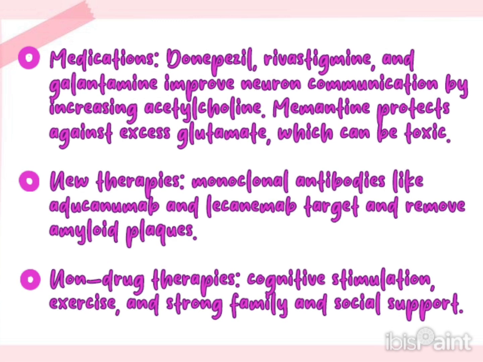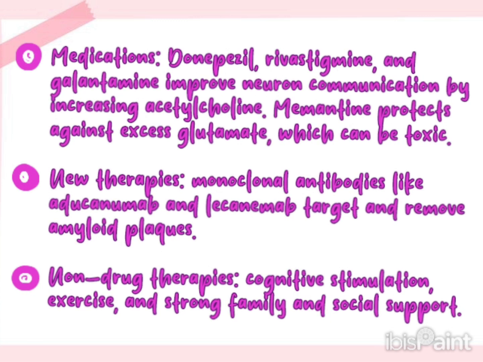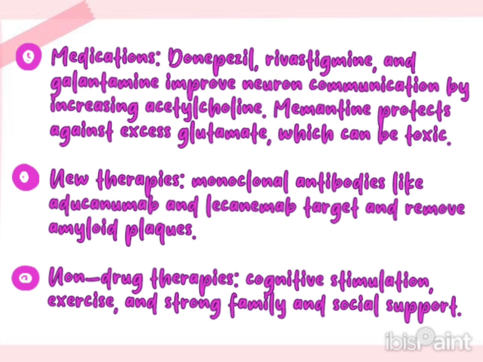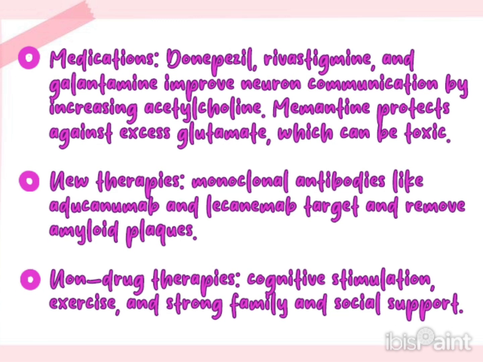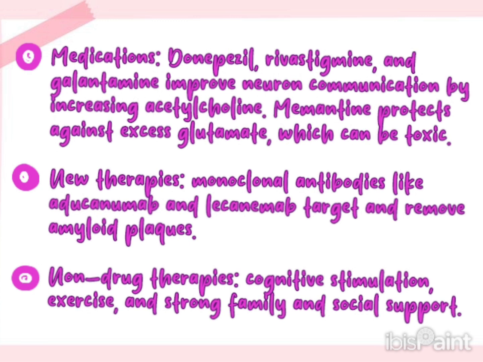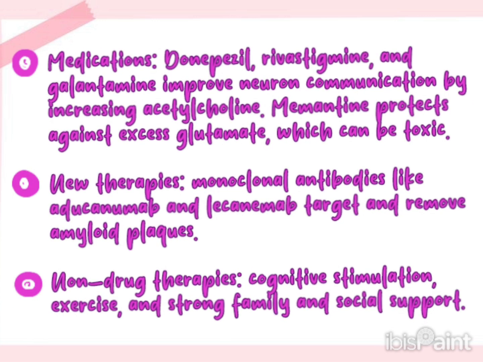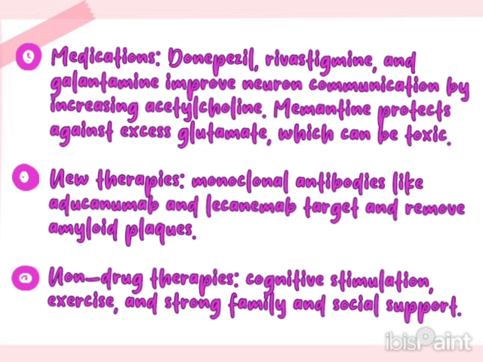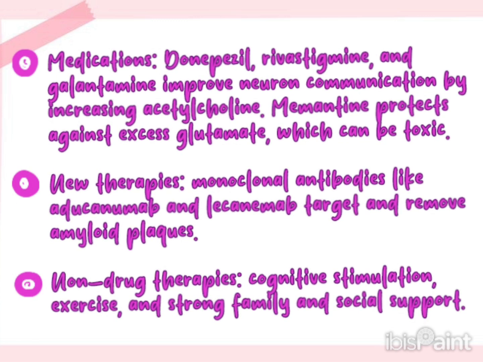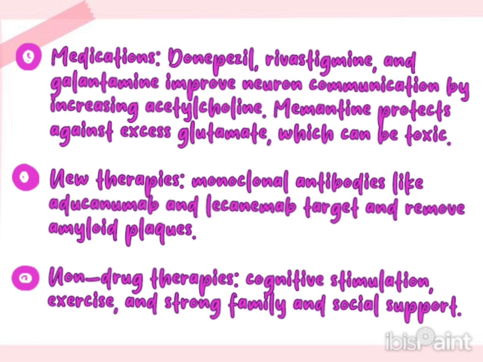Now, treatments. Unfortunately, there's no cure for Alzheimer's, but there are many ways to slow progression and improve the quality of life. Medications like donepezil, galantamine, rivastigmine can improve neuron communication by increasing acetylcholine. Memantine protects against excess glutamate, which can be toxic. New therapies like monoclonal antibodies target and remove amyloid plaques. Non-drug therapies like cognitive stimulation, exercise, and strong family and social supports.